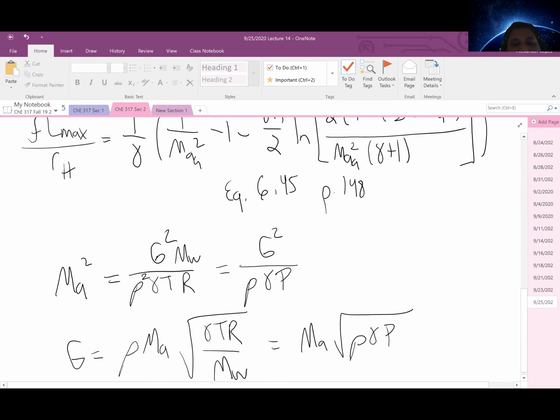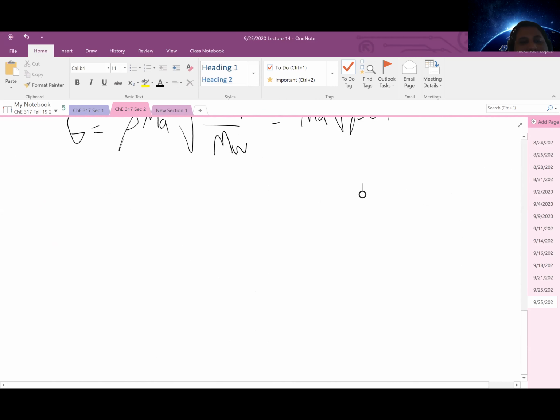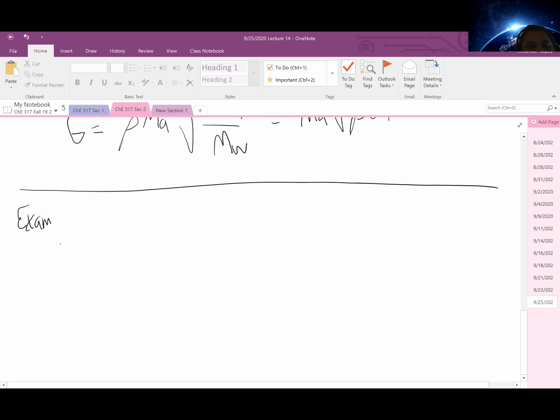So I'm sure this looks a little like alphabet soup. So I think the best thing we can look at is an example of adiabatic friction flow, so you get an idea how to do this.